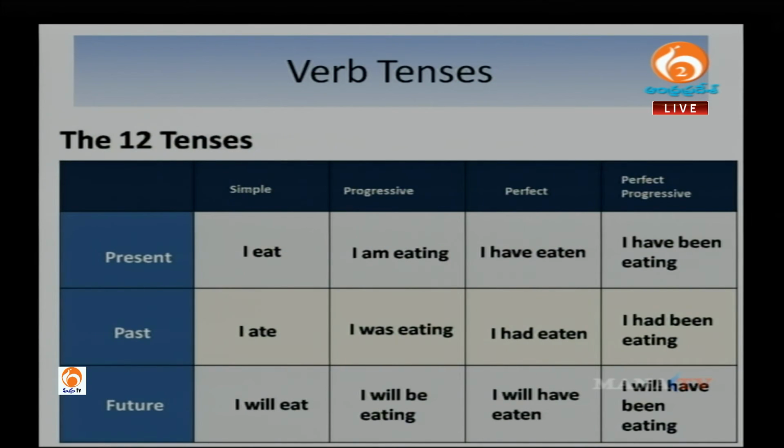I will eat, right? So you're talking about future simple tense. You're not telling that person anything more than telling him that you will do something in the future. I intend to do it, right? I will eat. I'm not saying I am. I eat is present tense. I ate is past tense, and I will eat is future tense. But I'm not giving any more detail.